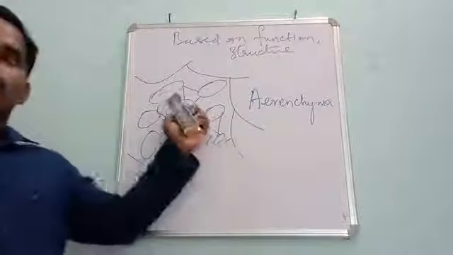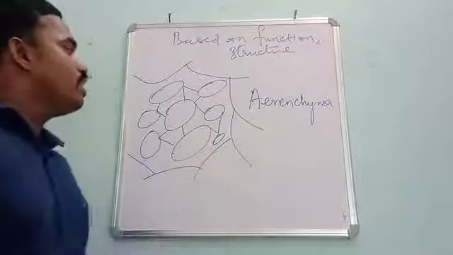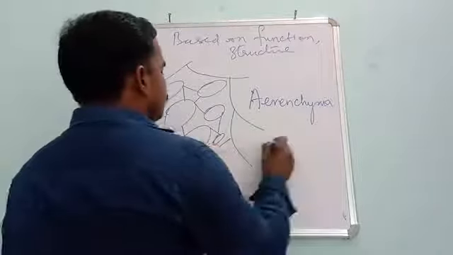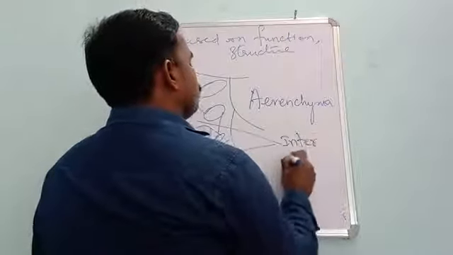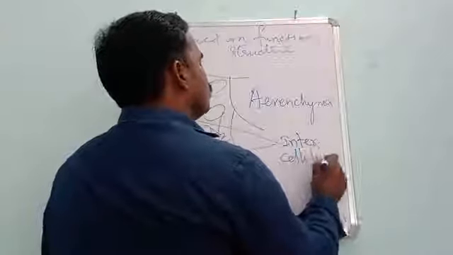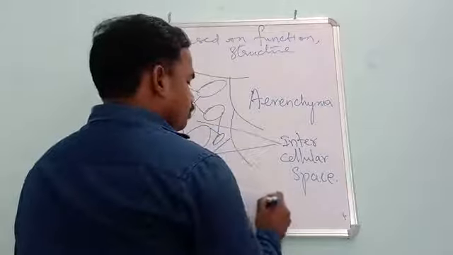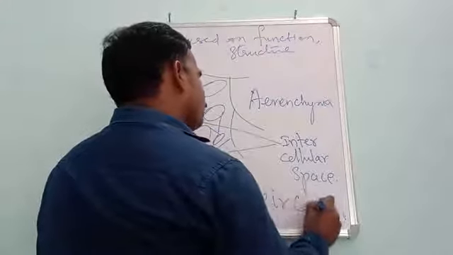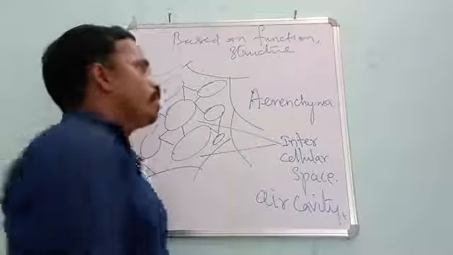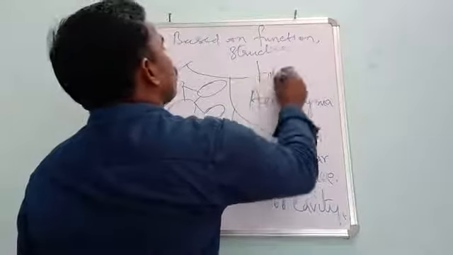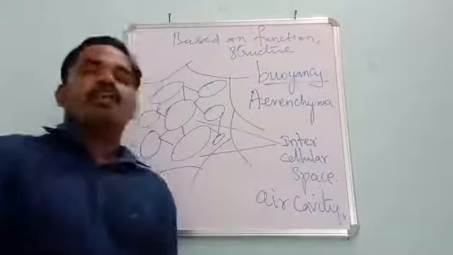In this parenchyma you are able to visualize a lot of large intercellular space, the air cavity, which helps the plants to float under water, buoyancy. Got it? That's good.